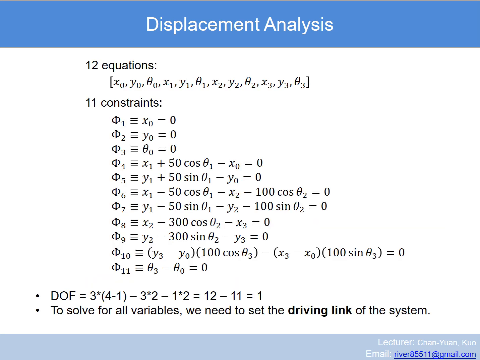Okay, so this is how we derive the constraint equations for the slider crank mechanism. And in order to solve for all 12 coordinates, we need to define one more equation, which is the driving link constraint, to specify the value of one of the coordinates. With the driving link constraint, we will decide the way the mechanism moves.